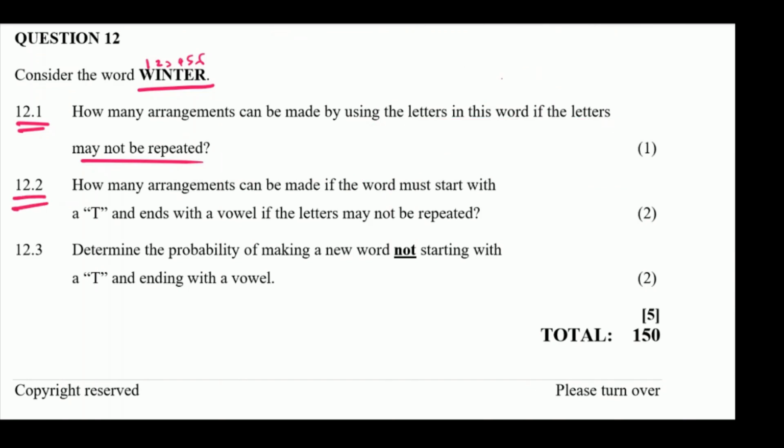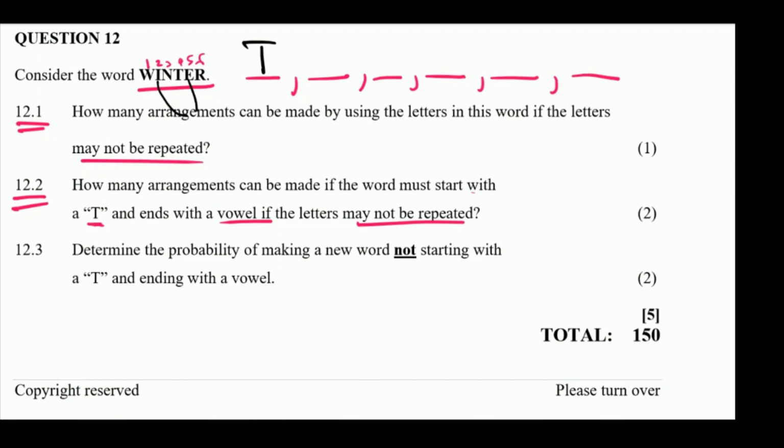12.2, how many arrangements can be made if the word starts with T and ends with a vowel if the letters may not be repeated? Cool. So we have 6 letters, 1, 2, 3, 4, 5, 6, right? And if we start with T, so I'm going to write T there, and we end with the vowel. So how many vowels does winter have? I is a vowel and E is a vowel, right?